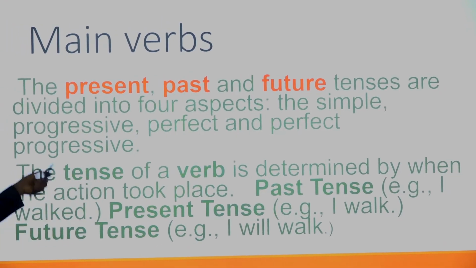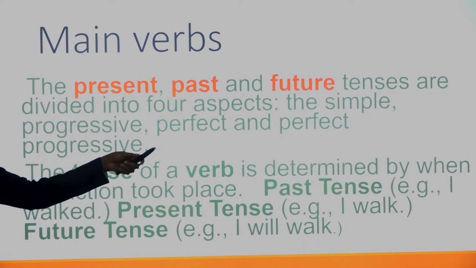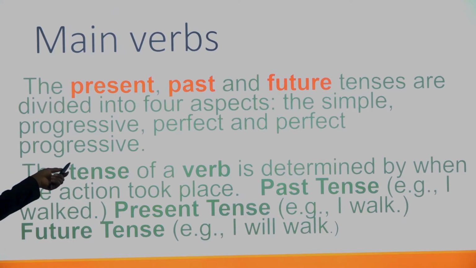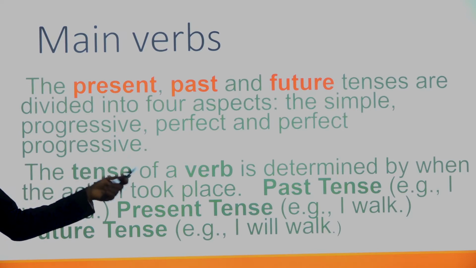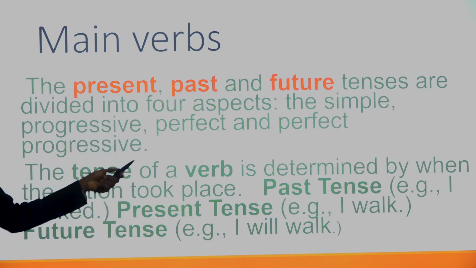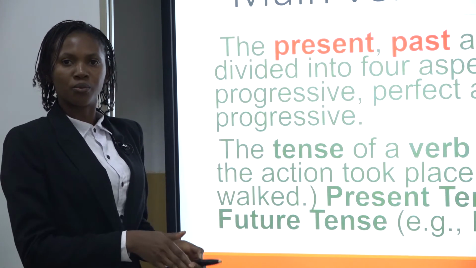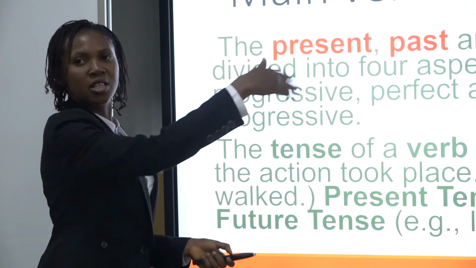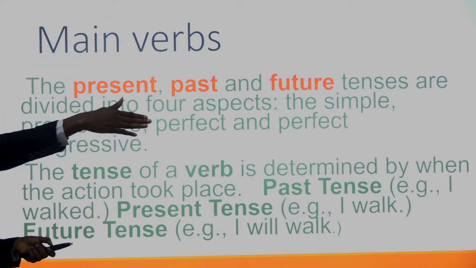The present, past, and future tenses are divided into four aspects: the simple, progressive, perfect, and perfect progressive. The simple means something that just finished, or an action happening now. Progressive is something that is still going on, and perfect is something that continues to move on.